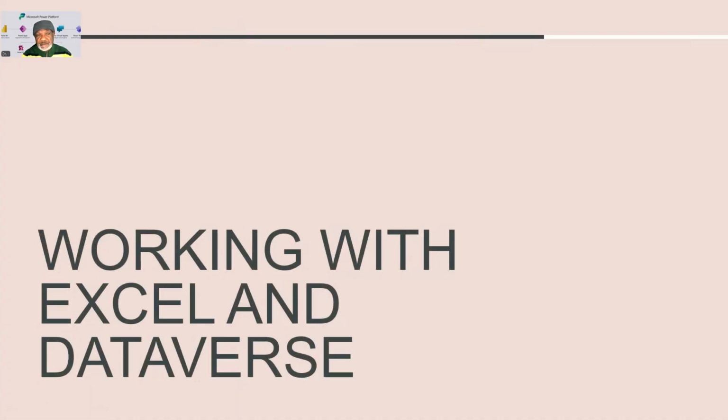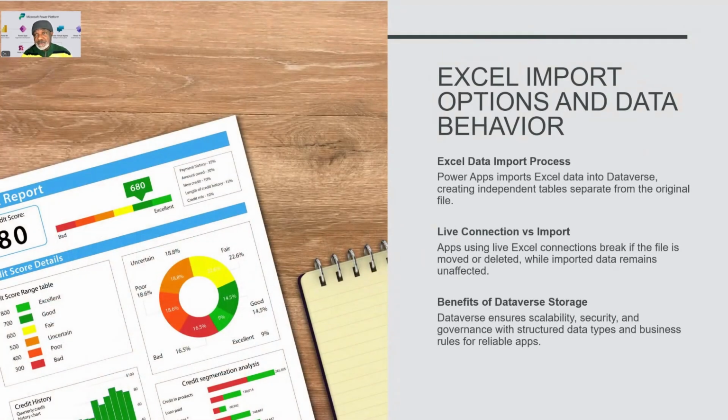All right. So what we're going to do first, we're going to be working with Excel and Dataverse. I'll show you how to do that in a few. So what will happen is there's an Excel file that you import directly into Dataverse, and we create an independent table separate from the original file. In other words, once you import it, whatever you do to the Dataverse table in Power Apps will no longer affect the Excel because you have already imported it.